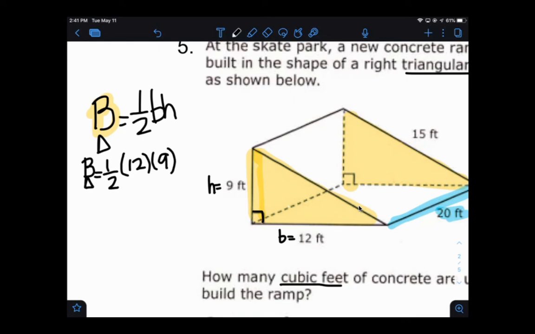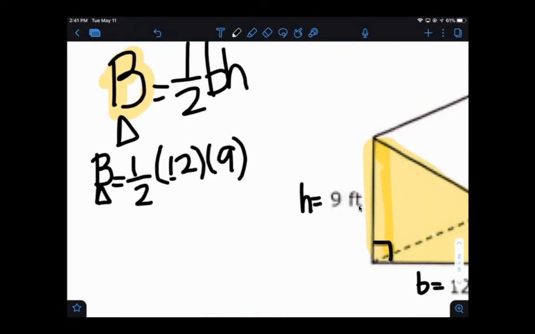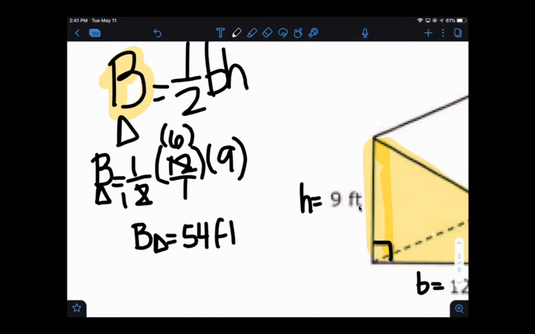And then we can simplify here, right? Half of 2 is 1, half of 12 is 6. And so 6 times 9, area of this base will be 54 square feet, right? It's not our final answer. That's barely the area of the base, right?